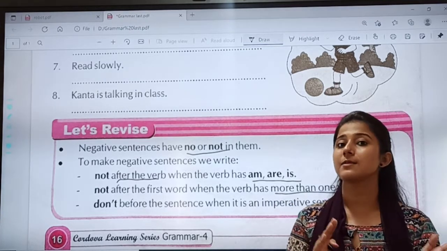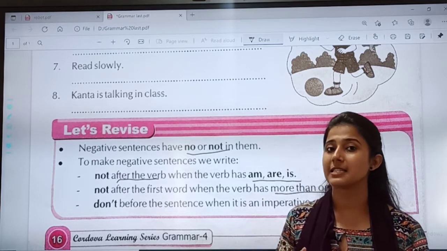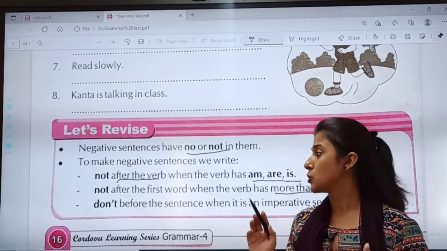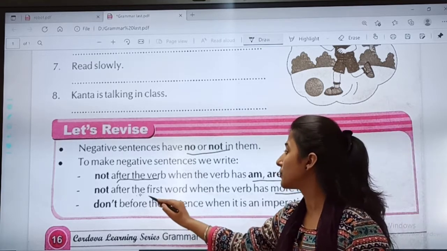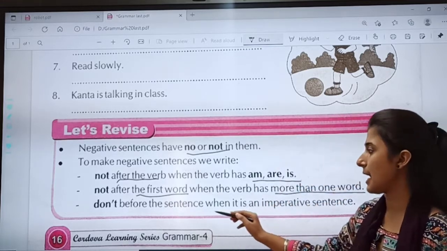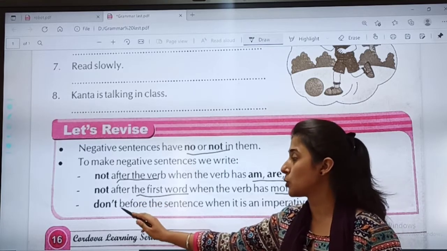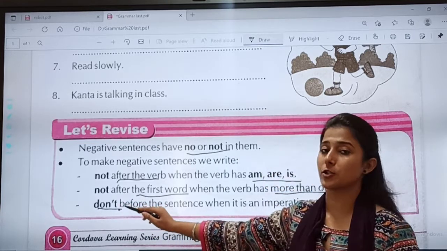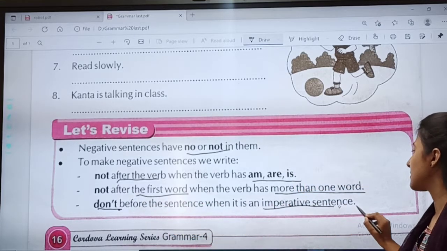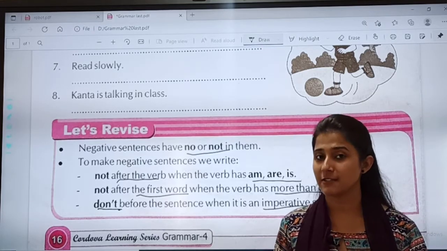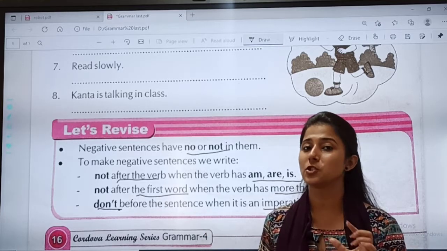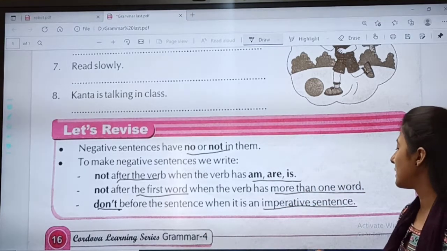When the verb has more than one word, like is dancing, I am enjoying, two words, action words, where do we have to put not? After the first word, that means in between the verbs. Last, we have to put do not. This is the short form of do not, don't. Don't before the sentence when it is an imperative sentence. When it is an imperative sentence like an advice, command or order, we have to insert don't in the beginning. So now let us do the exercise.